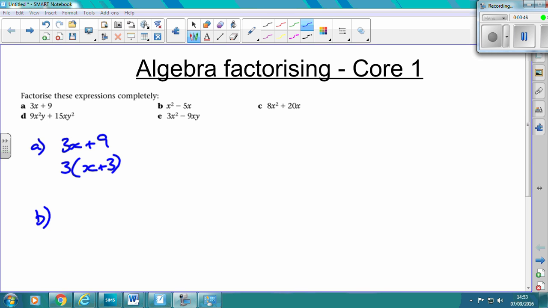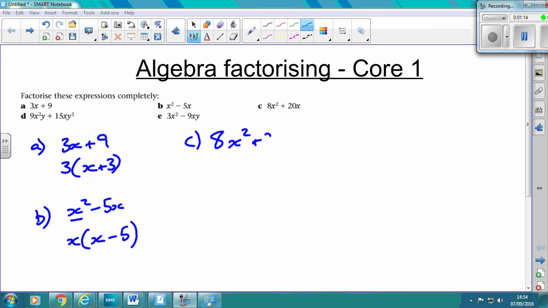Okay, B. Let's have a look at this one. So x squared minus 5x. There's no number other than 1 which goes into both of these, but there is a letter, so we can take the x outside. It's going to be x times x makes x squared, and then you've got a minus, and x times 5 makes 5x. So it's going to be x bracket x minus 5.